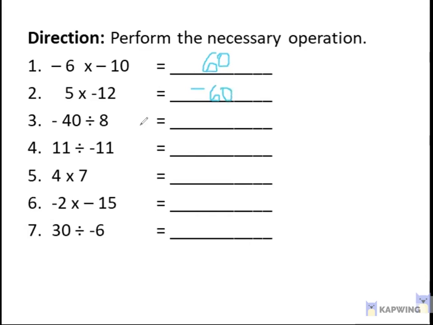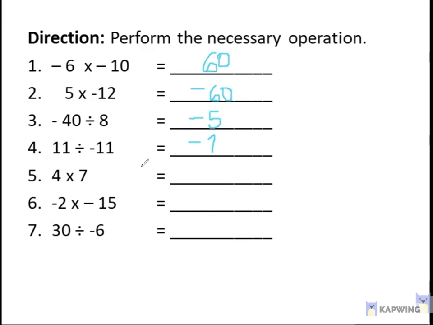Next, negative 40 divided by 8. Magkaiba sila ng sign. So, negative ang answer natin. 40 divided by 8 must be equal to 5. So, equal negative 5 po ang sagot natin sa 3. So, number 4, 11 divided by negative 11, magkaiba sila ng sign, kaya ang answer natin ay negative. And 11 divided by 11 is 1.